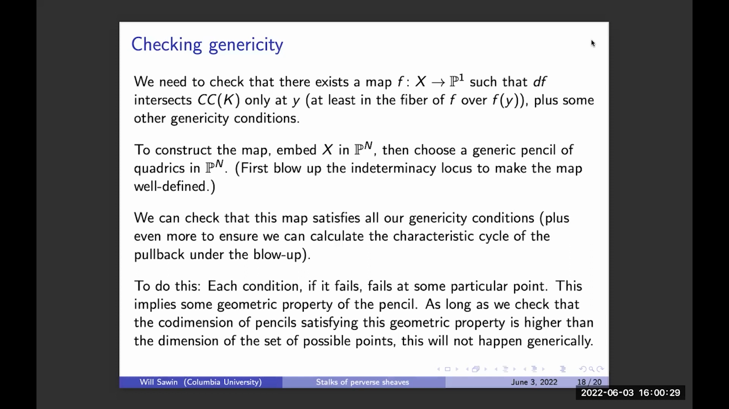So we first calculate the characteristic cycle of the pullback to some blow up using Saito's formula, and then we run this nearby cycles, vanishing cycles argument. There's a bunch of genericity conditions we have to check. We have to check genericity conditions of the blow up, and then genericity conditions for the fiber, and then we have to check that df only intersects the characteristic cycle once. And I'm going to check them in the same way, which is a very concrete way by dimension counting.